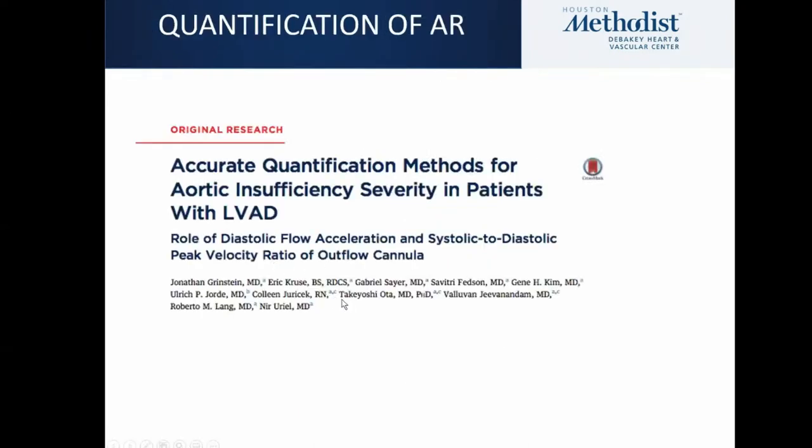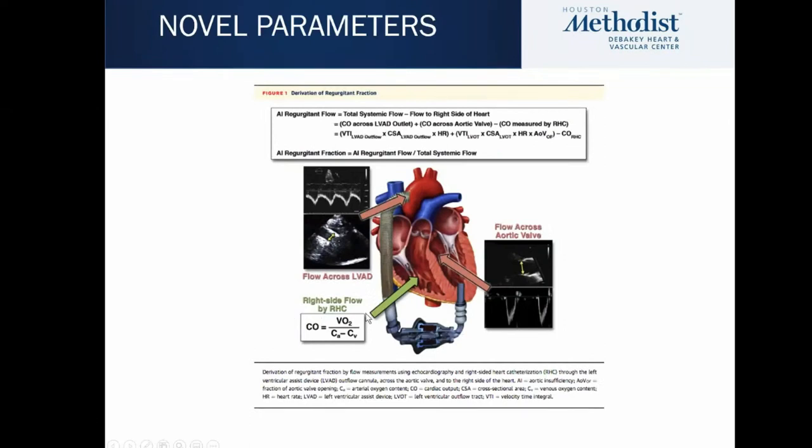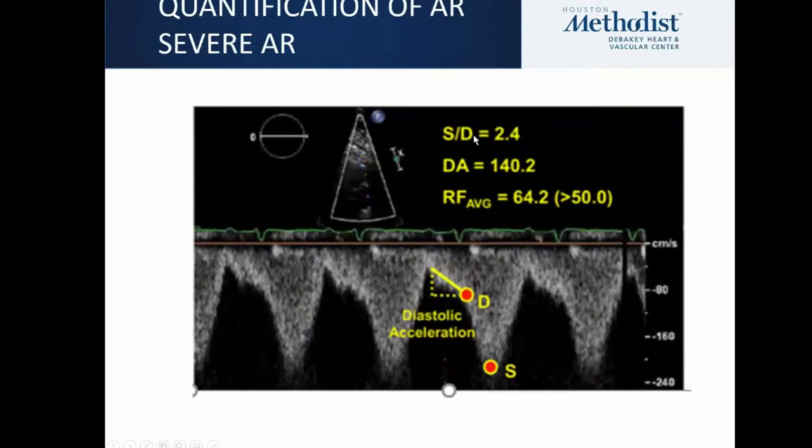Now, there is a newer parameter that was brought into light by Dr. O'Riley and his group. Since there is no effective way to quantify the aortic regurgitation volume, they came up with this cool technique where they looked at the right heart cath as well as the flow from the echo and calculated the regurgitant volume. Based on this, they collected hemodynamic data concomitantly and compared the traditional parameters, including vena contracta, with the newer parameters, which are the systolic to diastolic ratio of the outflow cannula, as well as the diastolic acceleration time.